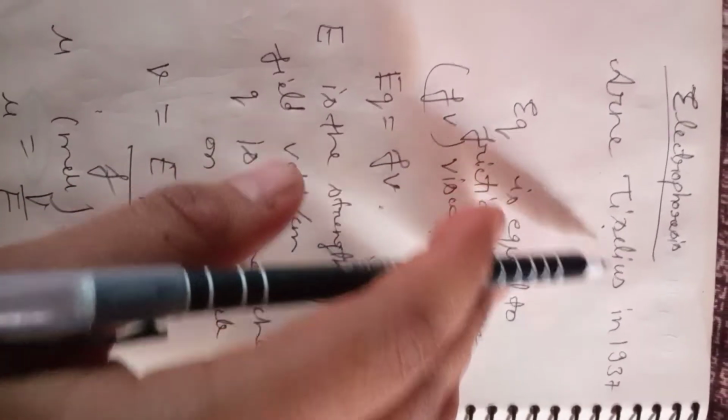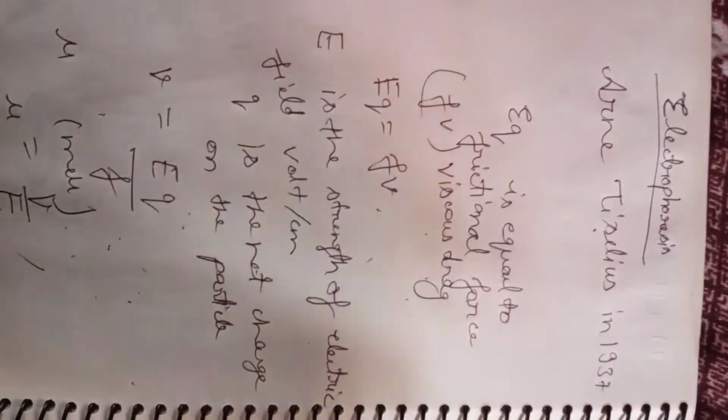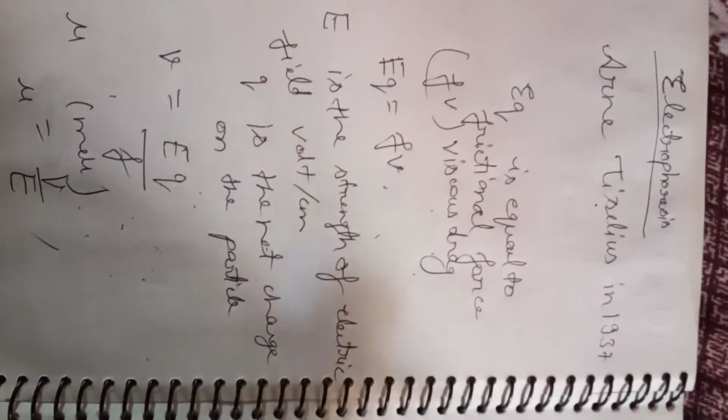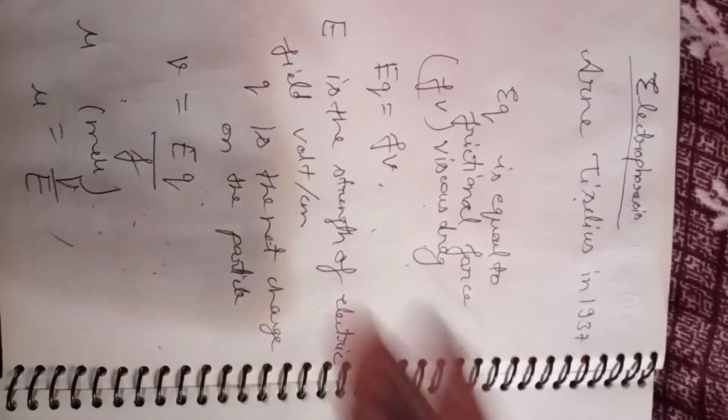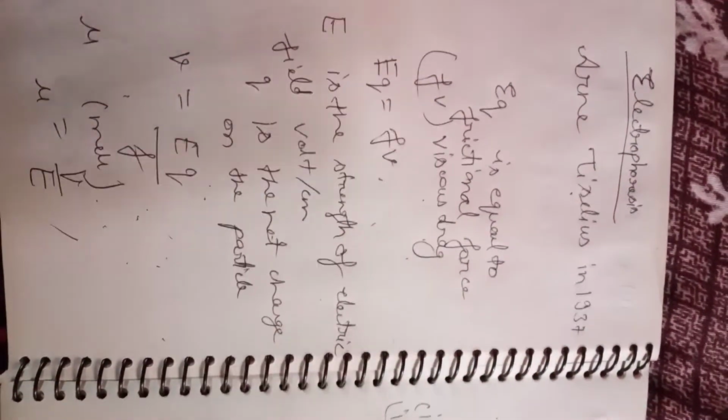Electrophoresis was first described by Tiselius in 1937. It is a process by which charged particles move through a medium in the presence of an electric field at a given pH. The charged particles move at constant velocity during movement.